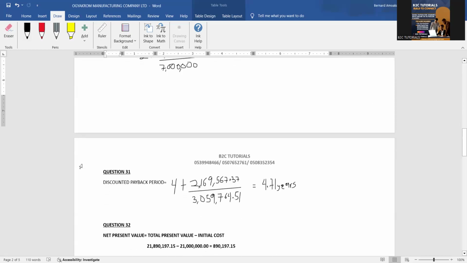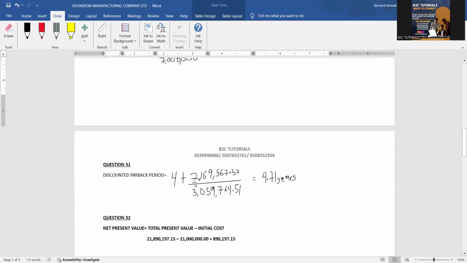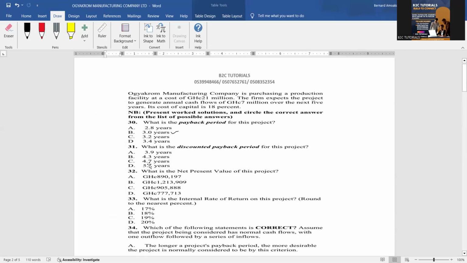So when we come to the discounted payback period, 4 years plus this 2,169,567.37 divided by 3,059,764.51. When you punch that on your calculator, you are supposed to get 4.71 years. Taking you back to the possible answers, we see 4.7 here, and that is our final answer for the discounted payback period. So you need to find a discounted amount, you need to find a cumulative discounted amount, and then you apply the formula to arrive at that figure.